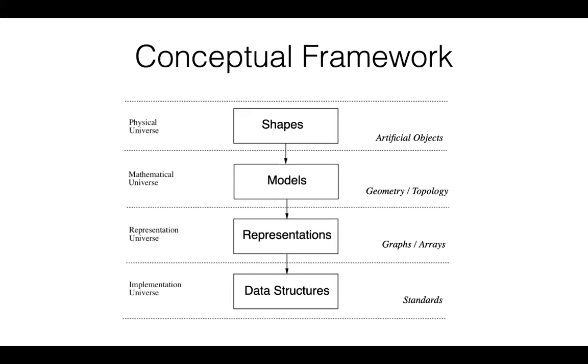So we are going to see, in turn, first analyze these shapes, artificial shapes, and then see what kind of mathematical models we can use to describe the geometry and topology of these artificial shapes, and then how to represent the geometry and topology discretely using graphs and arrays, and how to encode these graphs and arrays using standard data structures. So we are going to proceed in this order.